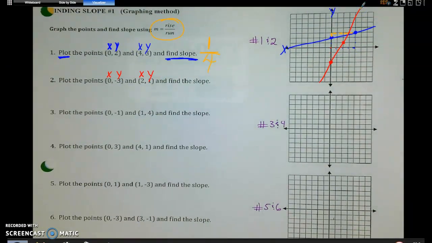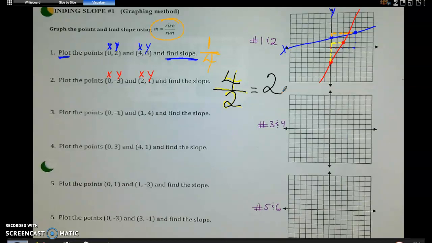And now we need to find the slope. So looking for our slope. Rise over run. So we rise 1, 2, 3, 4. And then run 1, 2. Okay? Now, when I look at this 4 over 2, that can simplify. 4 divided by 2 is 2. So the slope for number 2 is 2. Okay? So you're going to plot the points, and then you're going to find the slope.